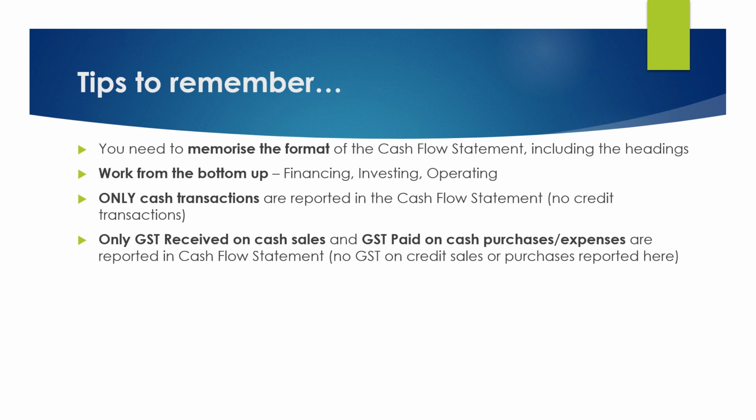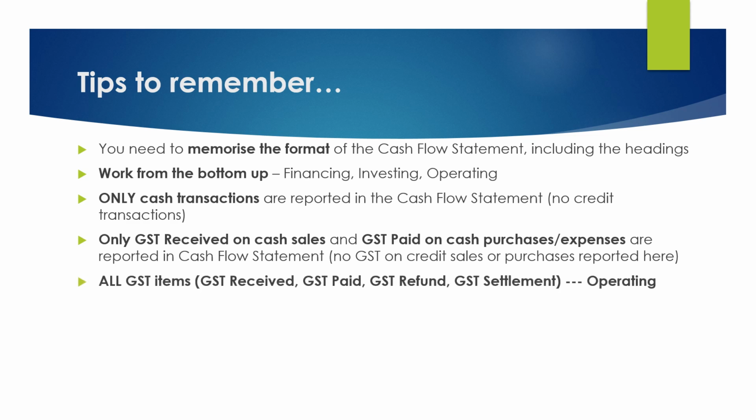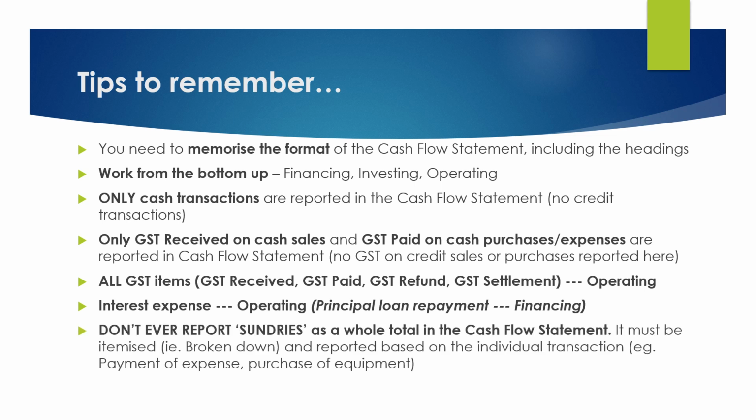Similarly, only GST received on cash sales and GST paid on cash purchases or expenses are reported in a cash flow statement. Next, all GST items, including GST received, GST paid, GST refund, and GST settlement, are reported under operating activities. Interest expense is reported under operating activities, while the principal loan repayment is reported under financing activities. Lastly, don't ever report sundries as a whole total in the cash flow statement. It must be itemized and reported based on the individual transactions, for example, payment of expense and purchase of equipment.